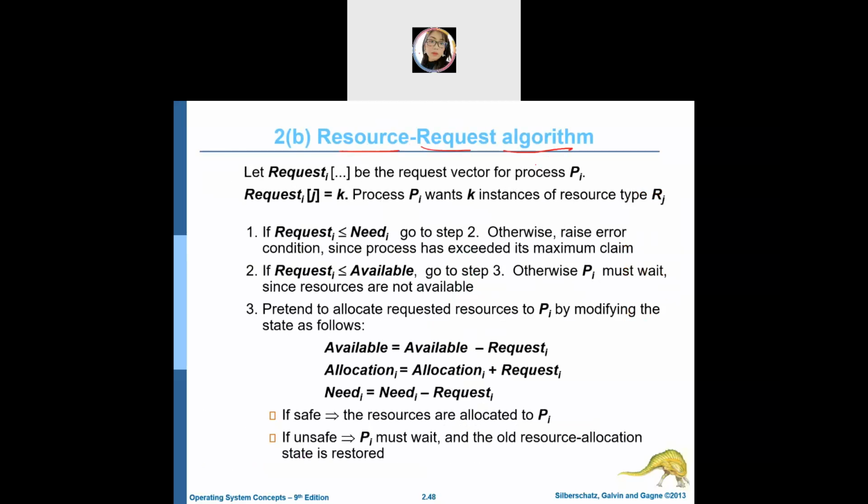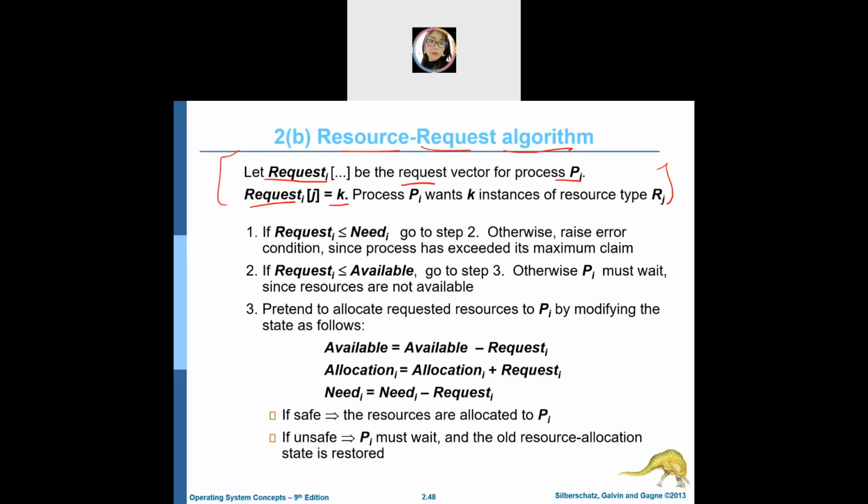Resource request algorithm. This is the second algorithm that you need to know, for when you need to check whether you are in the safe state or not. So let's take the request vector from process Pi, Request equal to k. This is similar to the description of our safety algorithm just now, and it is also step by step.